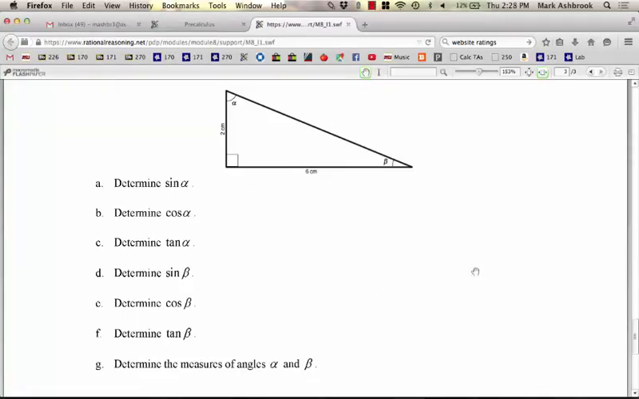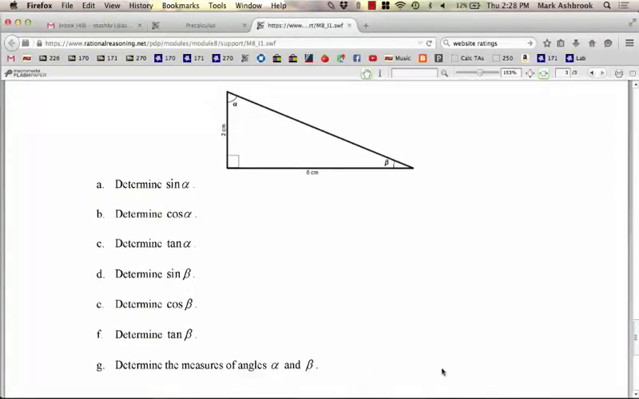Oh, that's not right. What am I trying to do here? Okay, so you can't get that with right triangles. I'm just kidding. All right, so let's talk about some applications here.